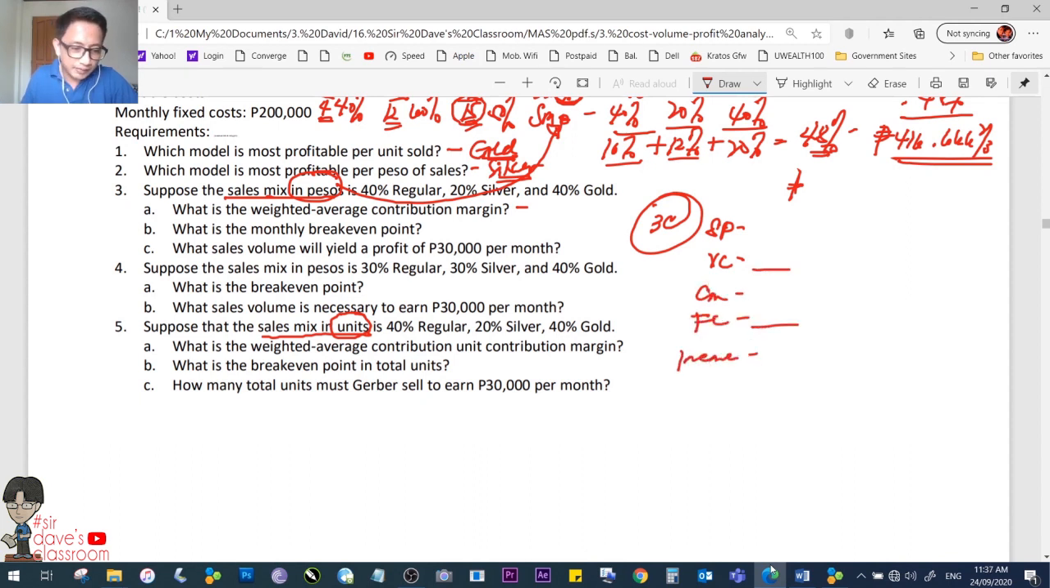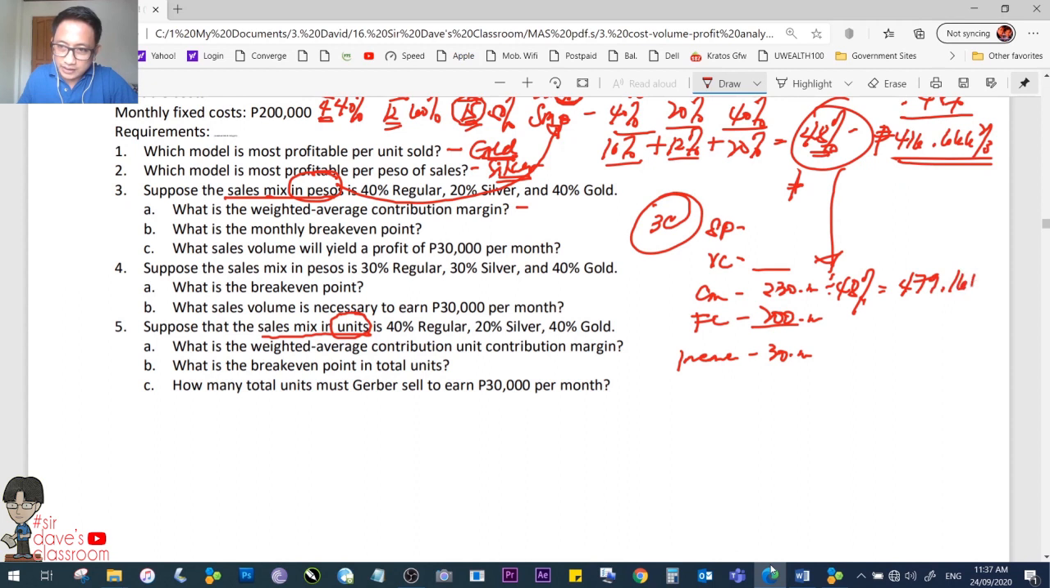Income, okay, ang given dito ay 30,000 per month. So, 30,000 sulat mo dyan, 200,000 naman dito, 230 therefore dito, then you divide this by 48% as computed sa taas. Okay? This one is therefore 479,166 and 2/3. Ang tanong, sales volume, so peso sales. Ito na yung final answer natin for number 3, letter C.